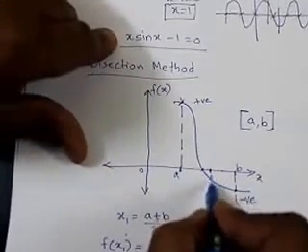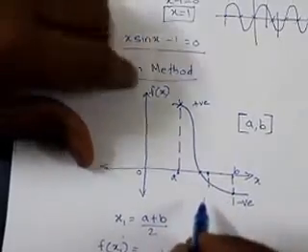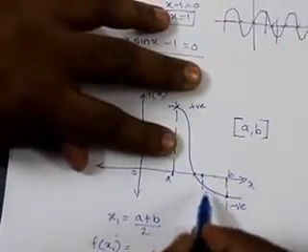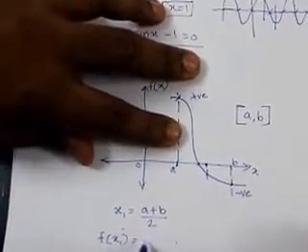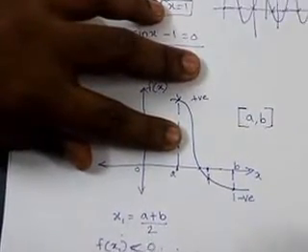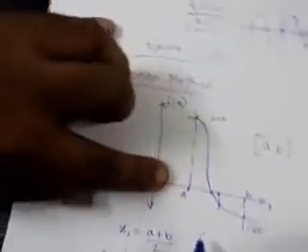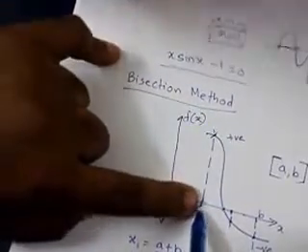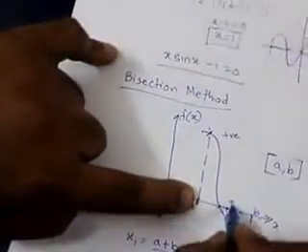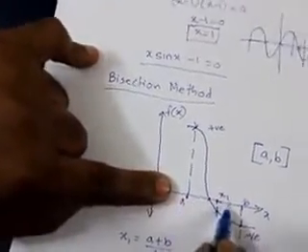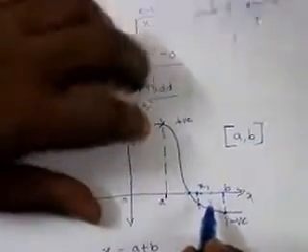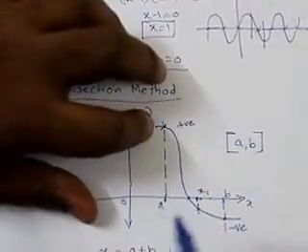Suppose we just take this curve as an example. If we drop a perpendicular on the axis there, we can see it's here, which means f(x1) is still less than 0. So now our new bracket becomes a and x1. Got it? A and x1 becomes our new bracket. Again we are going to follow the same method.